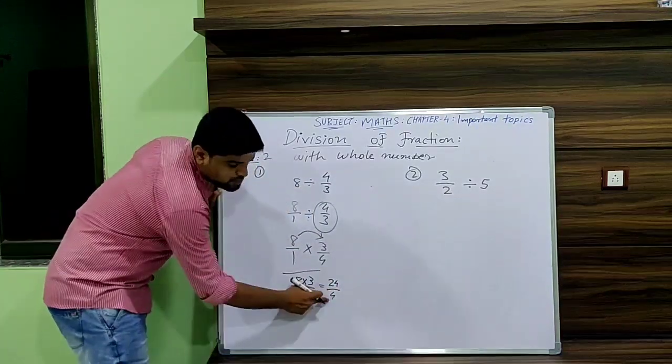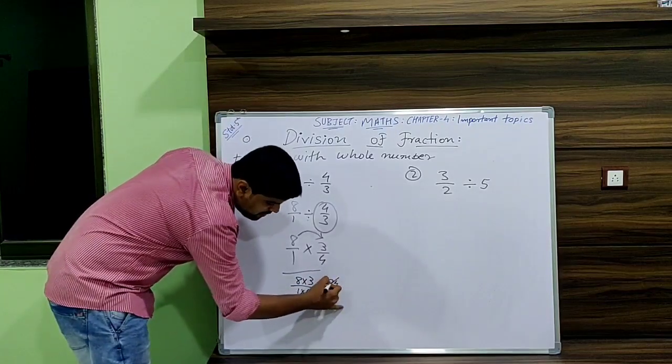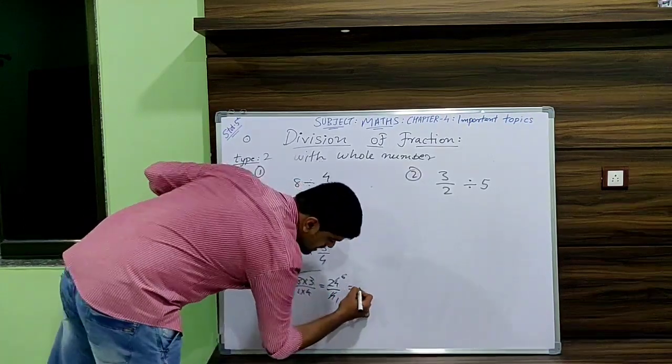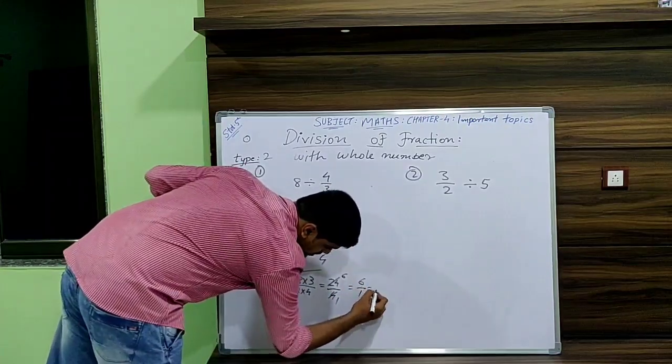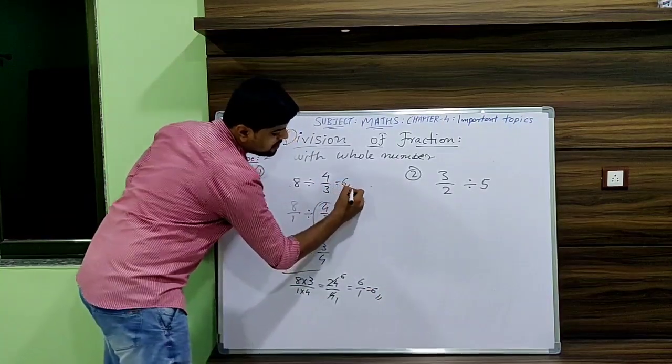Is the simplest form possible or not? Yes, it is possible. 6 4s are 24 and 4 1s are 4, that is 6 divided by 1 which is equal to 6. So for this division our answer is 6.